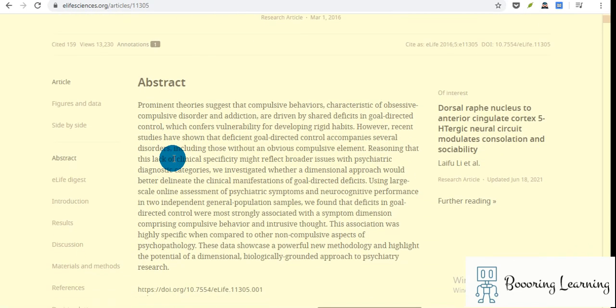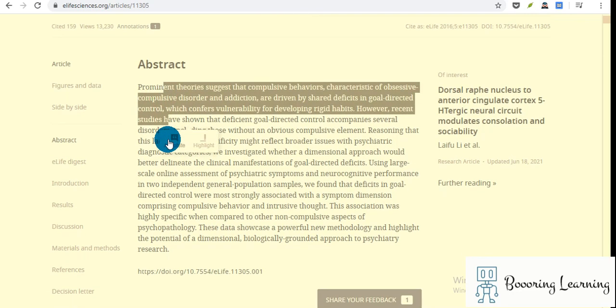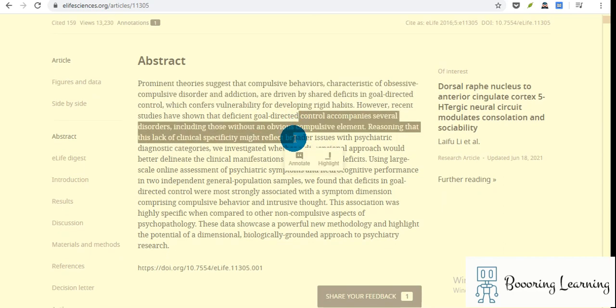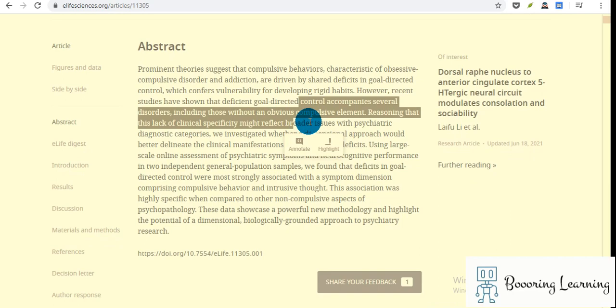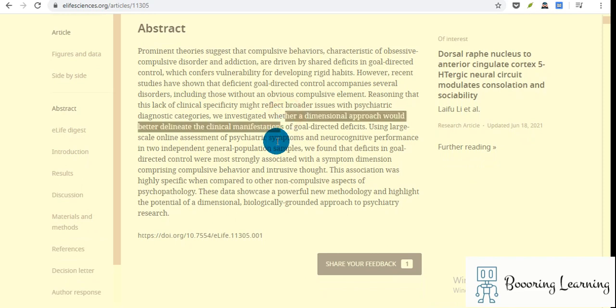So in the abstract they probably explain the goal in depth, so let's read it. Prominent theories suggest that compulsive behaviors, characteristics of compulsive disorder, and addiction are driven by shared deficits in goal-directed control, which confers vulnerability for developing rigid habits. However, recent studies have shown that deficient goal-directed control accompanies several disorders, including those without an obvious compulsive element, reasoning that this lack of clinical specificity might reflect broader issues with psychiatric diagnostic categories.